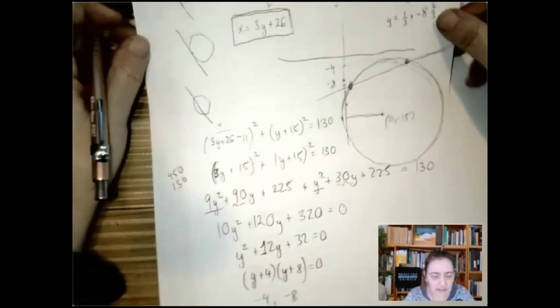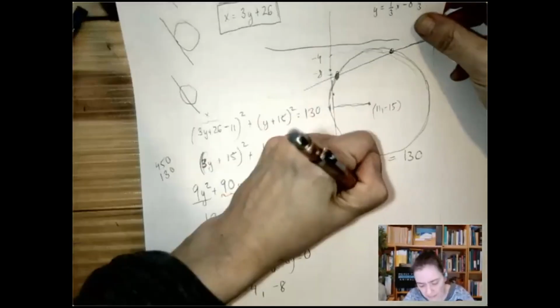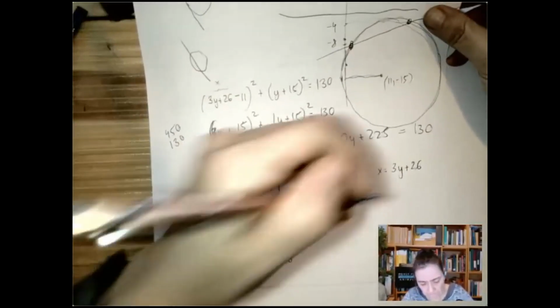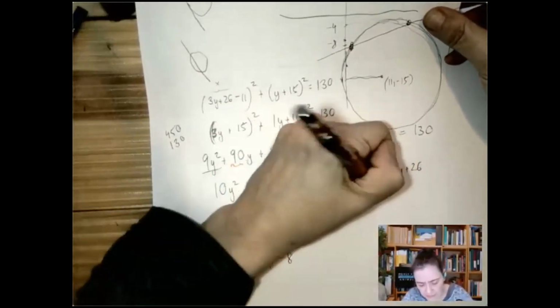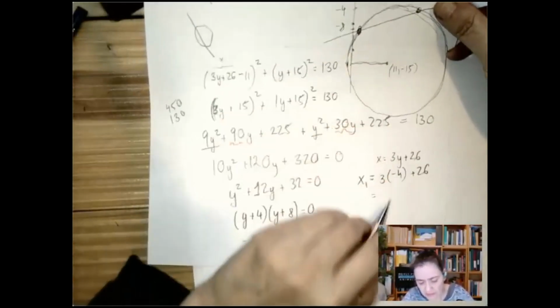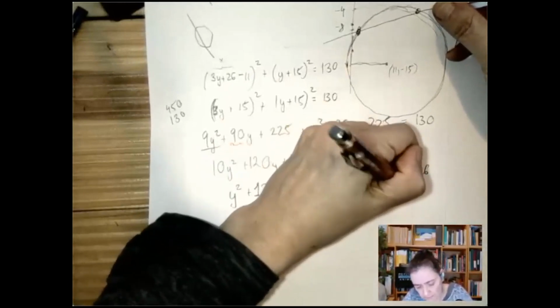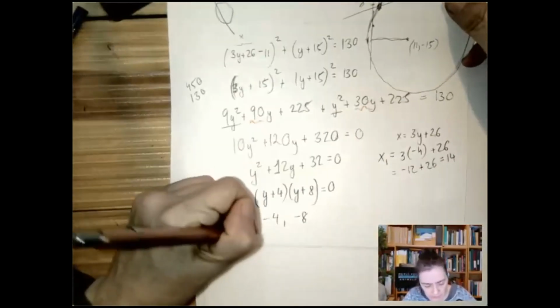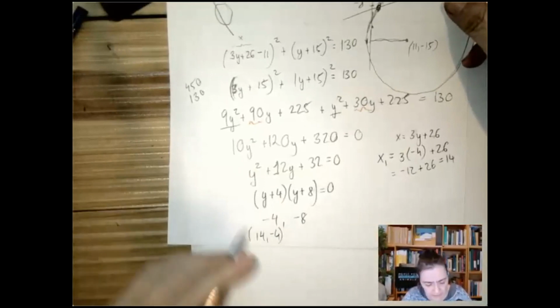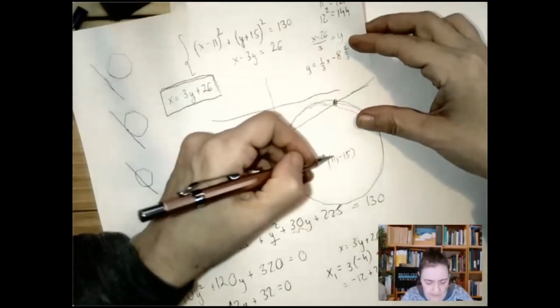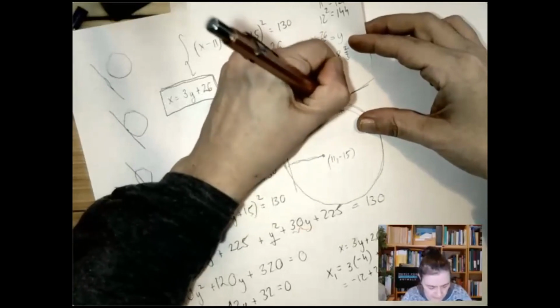To find the x coordinates, we go back to what we substituted. x is 3y plus 26. So x1 is 3 times -4 plus 26. And that's -12 plus 26. That's 14. So we found a point (14, -4). Be careful that we found y first, but it's still the y coordinate of the point. That would be this intersection point here. See, it's slightly more than 11, but not a lot. (14, -4).